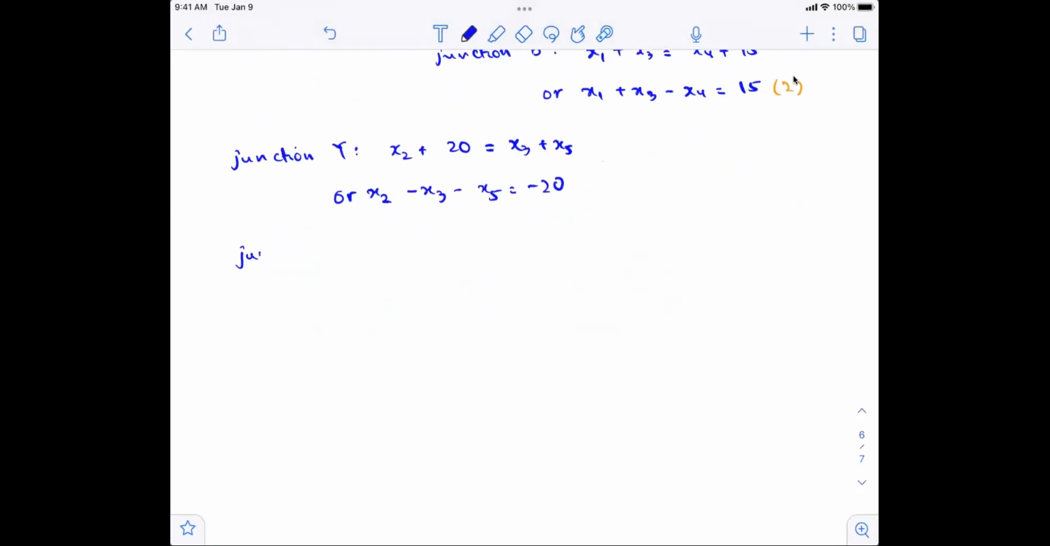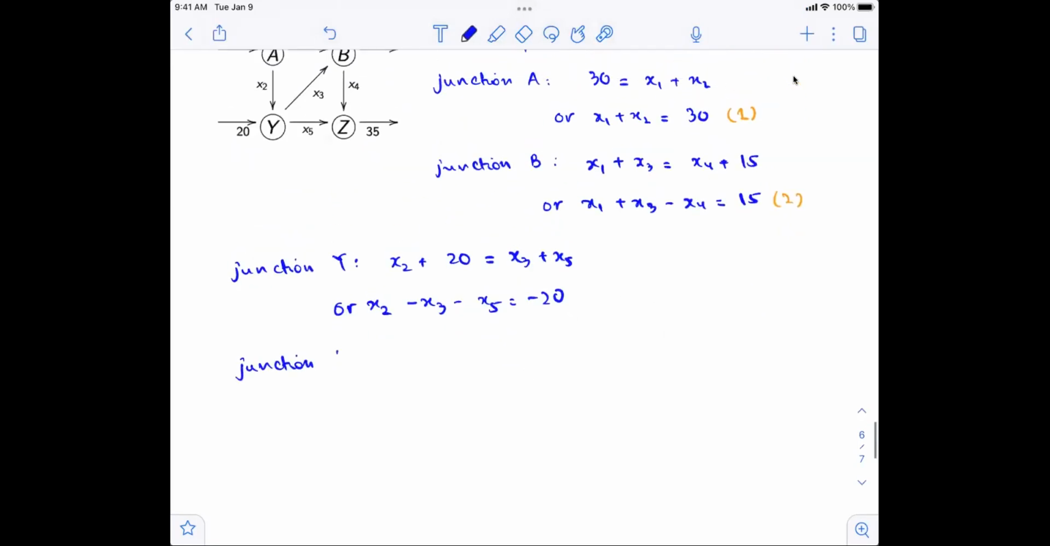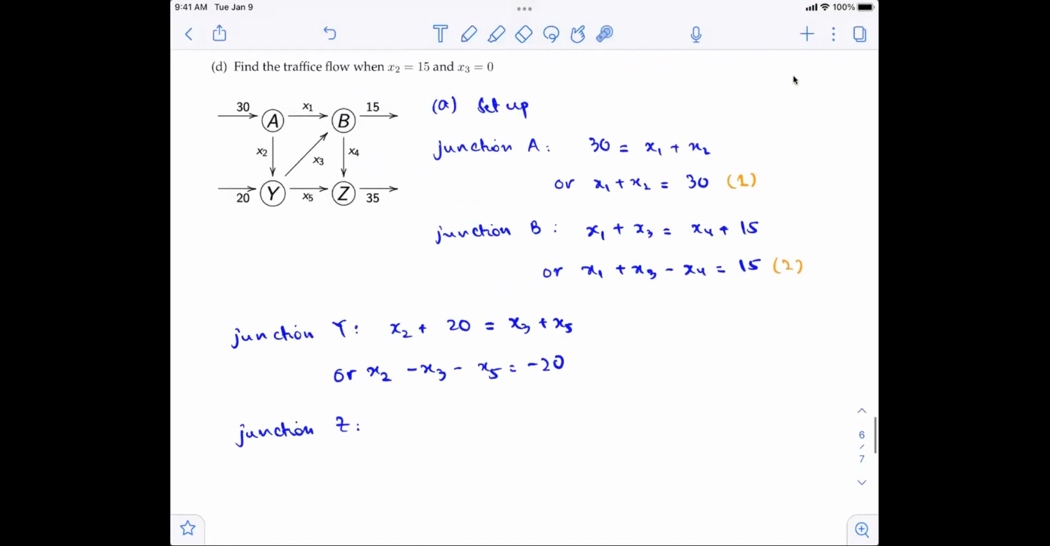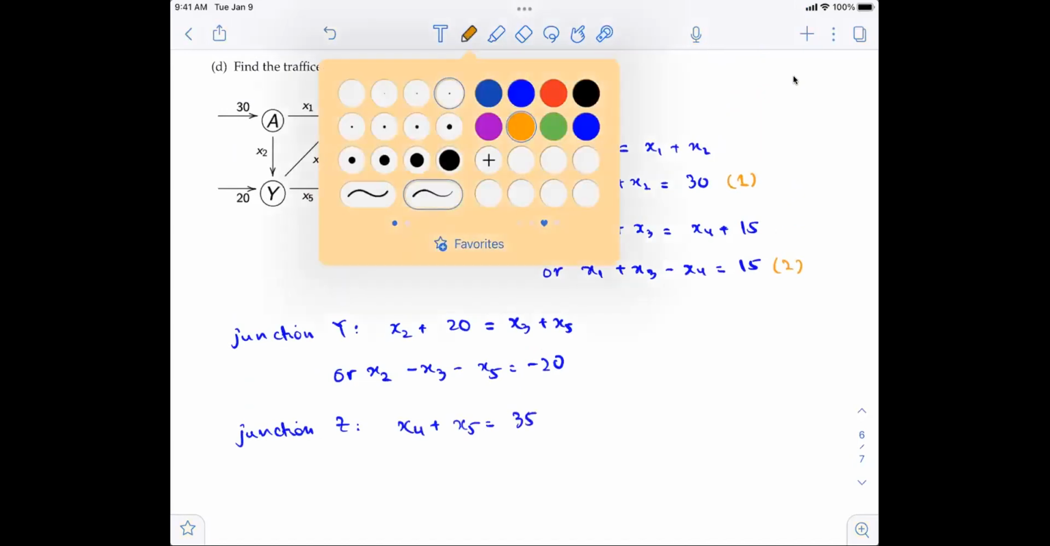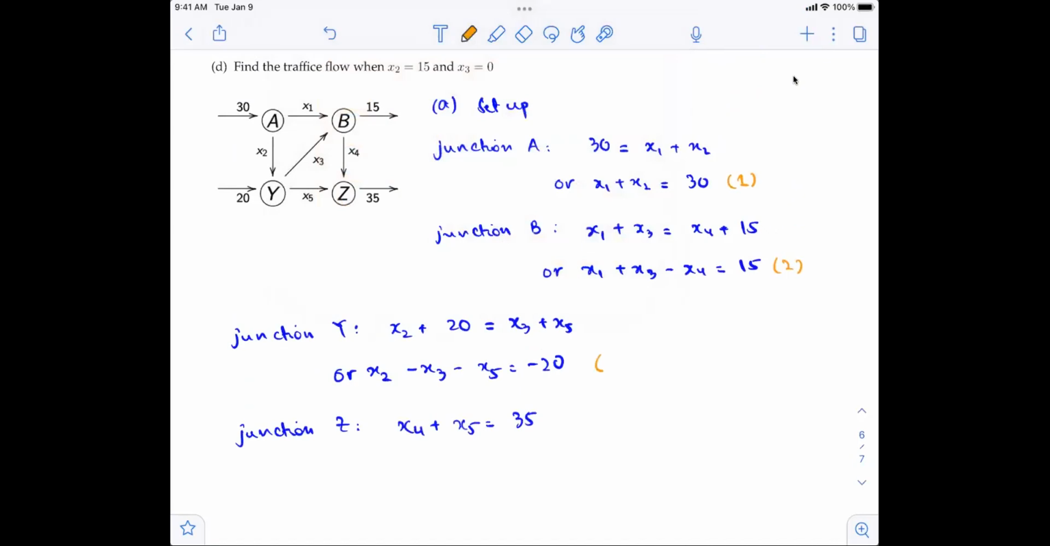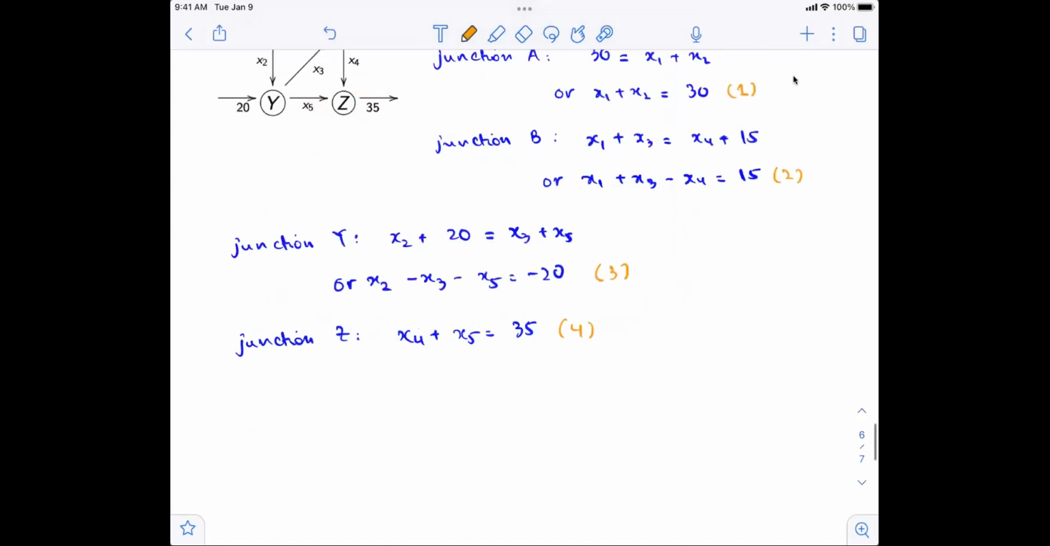And for junction Z, you have x5 and x4 coming in and 35 going out. So x4 plus x5 equal to 35. So this is the third equation. This is the fourth equation.